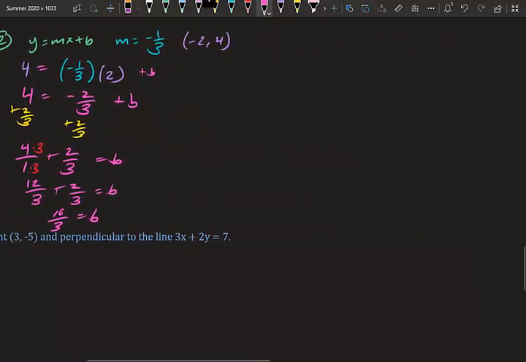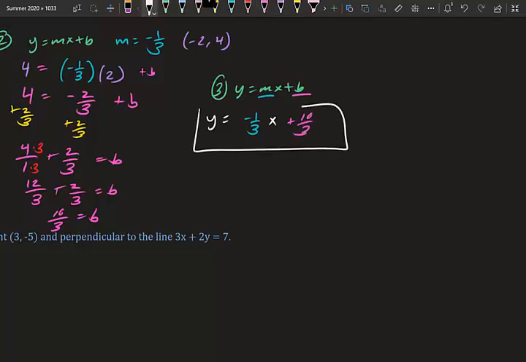Now our third step is to still use y equals mx plus b, but this time we plug in m and b. So we have y equals m, which is -1/3, x plus b, so plus 10 over 3. And it wants it in slope-intercept form, so we're good to go.